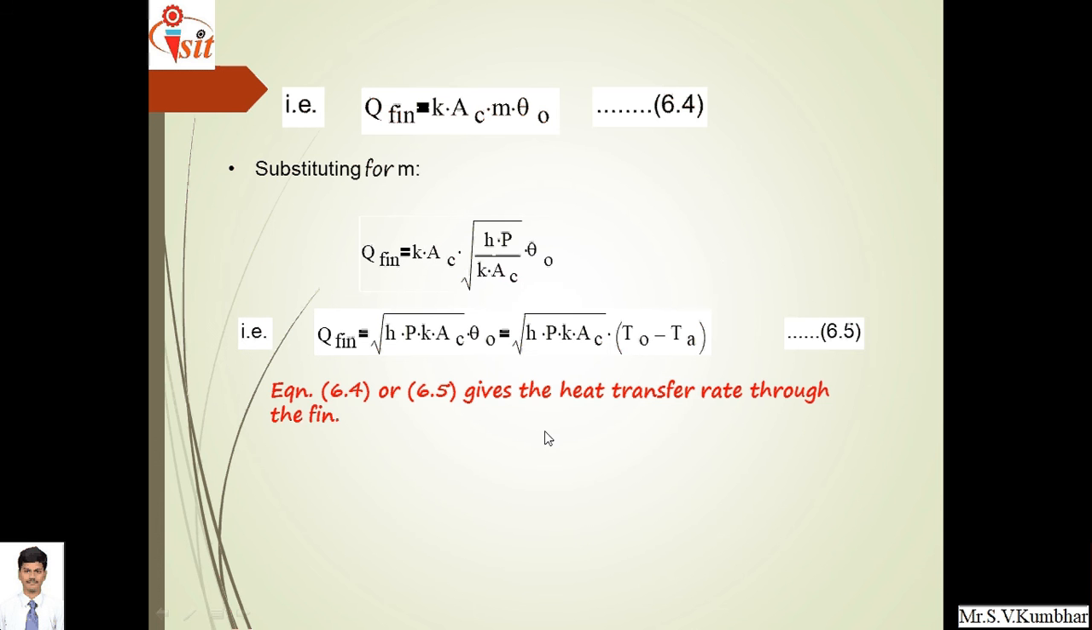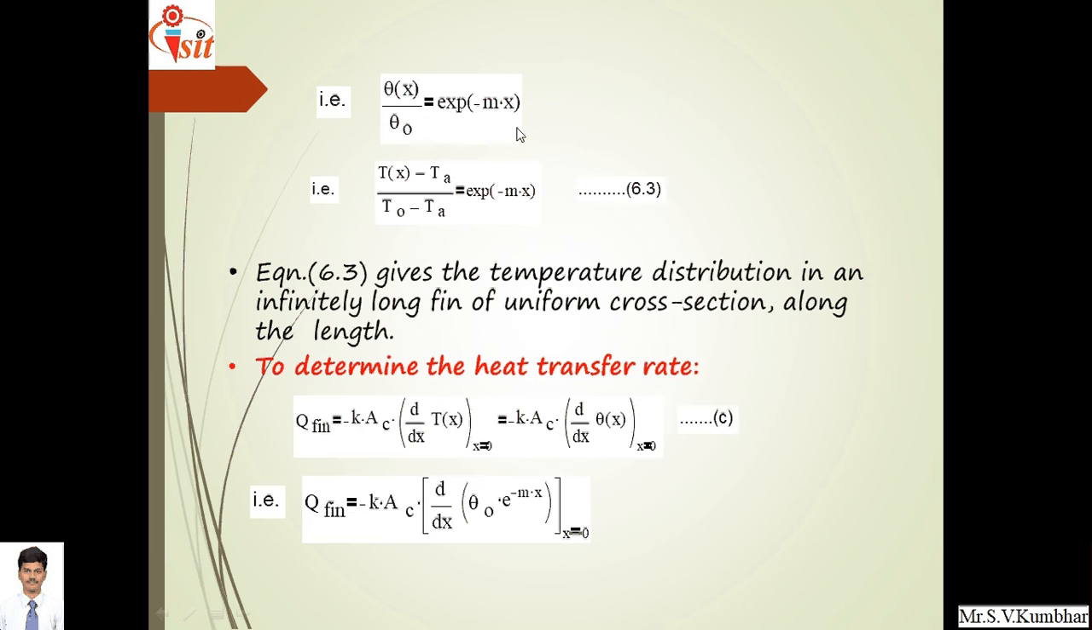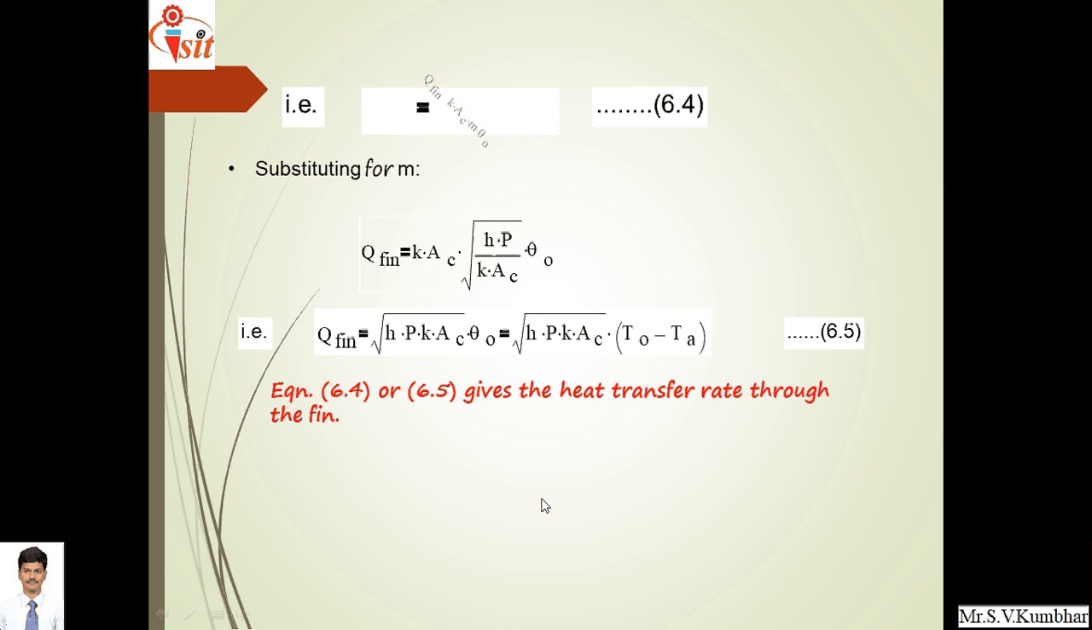Here Q fin is equal to K Ac m theta 0, because theta 0 is constant, take it outside, and the derivative of e raised to minus mx will be m into minus 1. Substituting for m, what was the value of m? That is square root of hP upon K Ac.